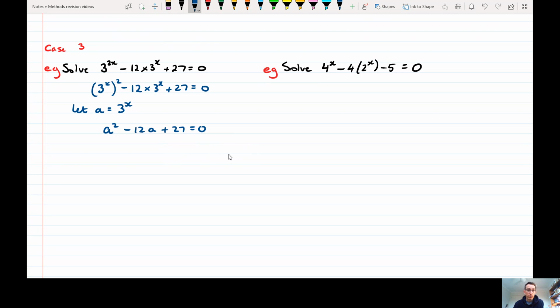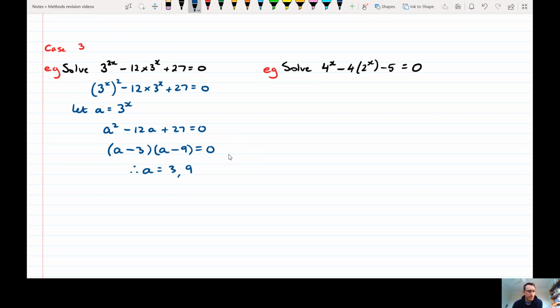And at this point, it's a quadratic we should know from year 10. You may have done this in year 9. And it's a simple solving of quadratics. So that is a minus 3, a minus 9, factors of 27 that add to negative 12. Therefore, a equals 3 and 9.